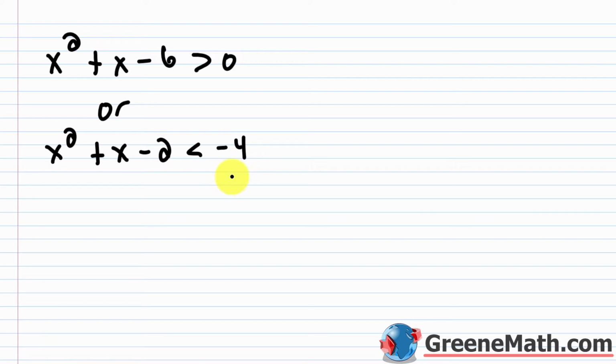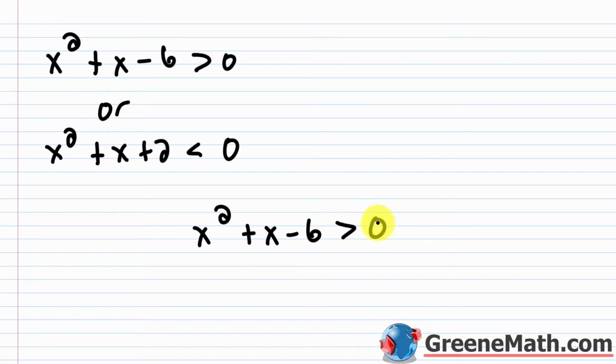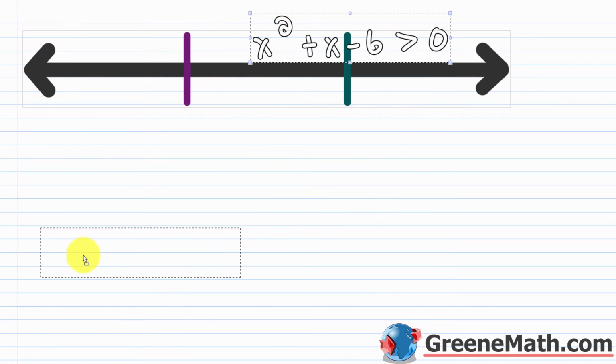And then let me do the same thing here. Let me add 4 to both sides. So this right here would be a 0, and then -2 plus 4 is going to be a 2. Now, you're going to find that this one doesn't have a solution, and I'll get to that one momentarily. Let me start with this one, which is a little bit easier. So let me write x squared plus x minus 6 is greater than 0.